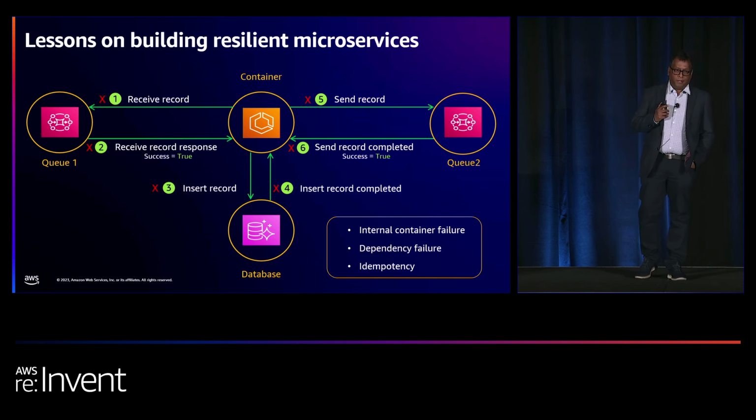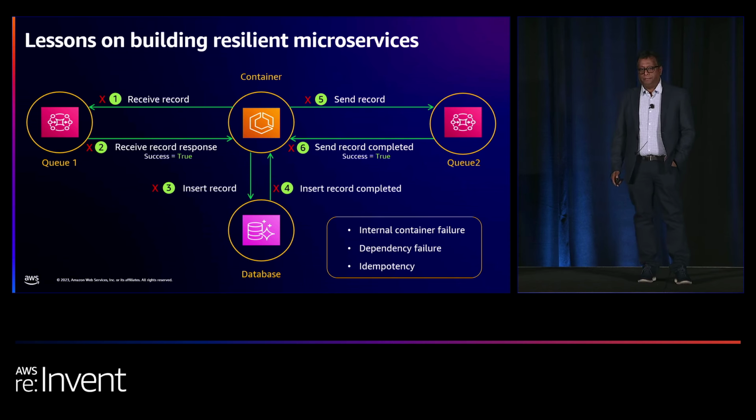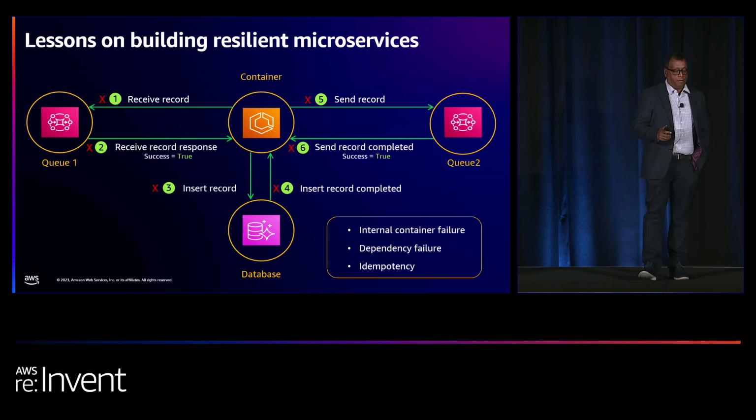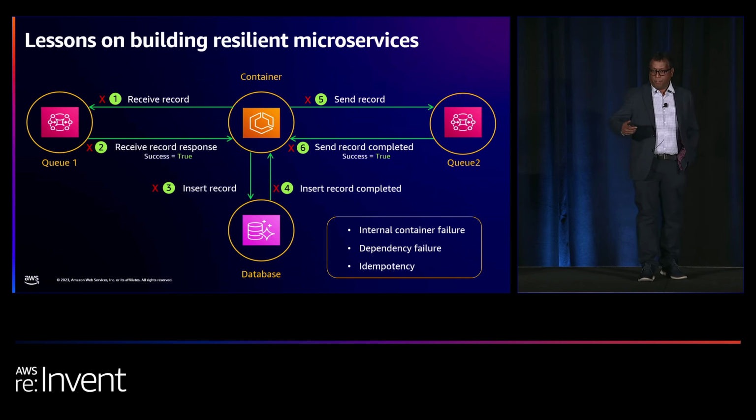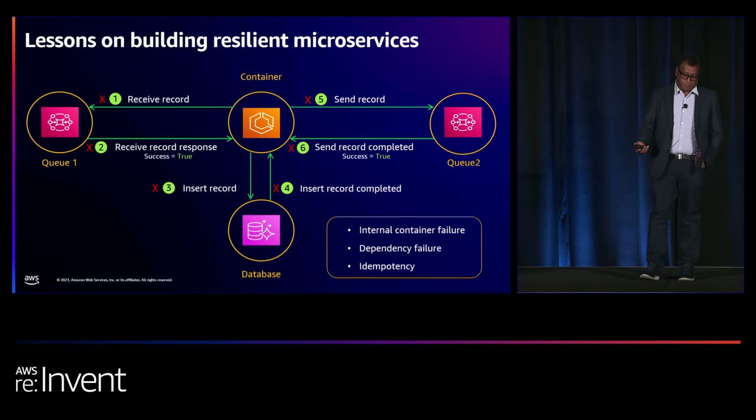In case of internal failure, maybe the underlying compute goes down, bringing the container down, which brings the microservice down. But you have auto-scaling in place, so another container comes up, picks up where the first container left off, and continues processing. This is an example of self-healing architecture. The second scenario, dependency failure, is far more interesting.